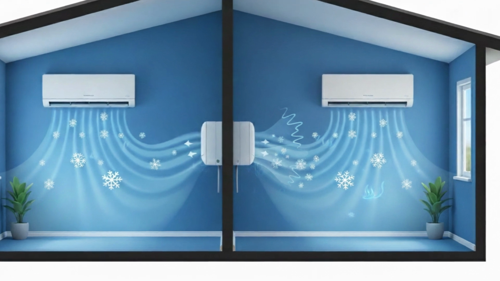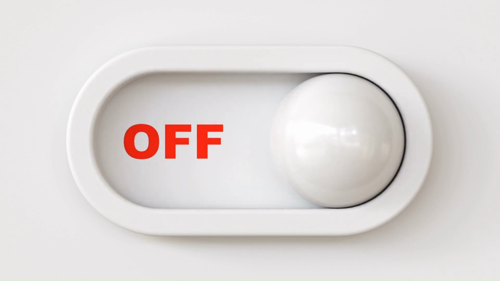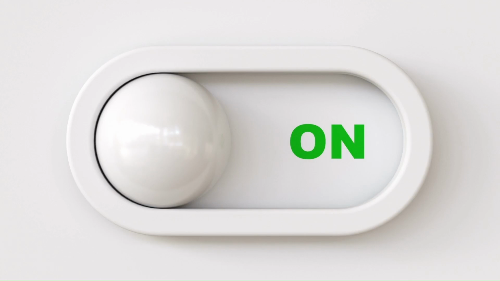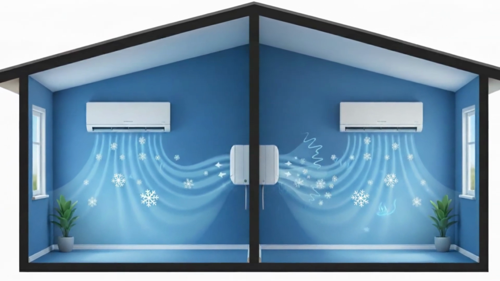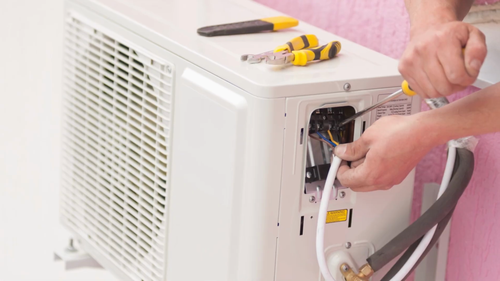First step is reset the system. Turn off the AC completely from the breaker. Wait about 10 minutes. This forces both units to restart and sync properly. Then turn it back on. If the error disappears, problem solved. If not, we check wiring.